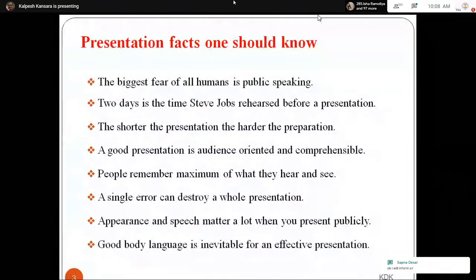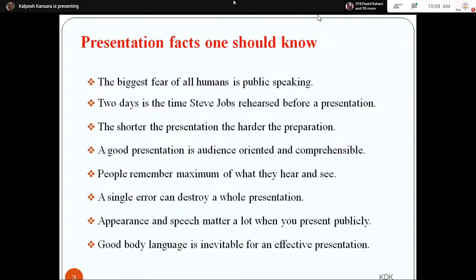A good presentation is audience oriented and comprehensible. You always need to focus on the audience, and people remember maximum of what they hear and see. So if they don't see and simultaneously if they don't hear, then they tend to listen a little bit less. And a single error can destroy your whole presentation. If you commit a mistake in your presentation, even a small mistake, a spelling mistake can destroy your whole presentation. Appearance and speech matter a lot when you present publicly. So you have to be very, very careful about your appearance and speech.